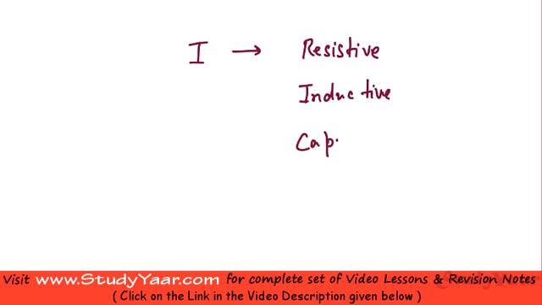In this lesson, we are going to learn about the behavior of current when it passes through a purely resistive, a purely inductive, and a purely capacitive circuit. We are going to understand how your current behaves when you have a purely resistive circuit, or a purely inductive circuit, or a purely capacitive circuit. Let's first look at a purely resistive circuit.